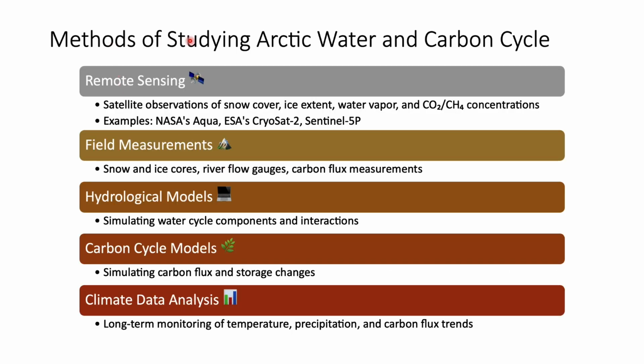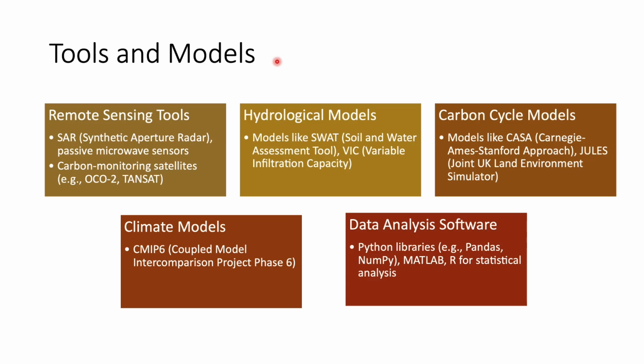So how do we study the Arctic water and the carbon cycle? We can use remote sensing, field measurements, hydrological models, carbon cycle models and climate data analysis. All these can be used to study the Arctic water and the carbon cycle. So what are the tools and models we generally use?